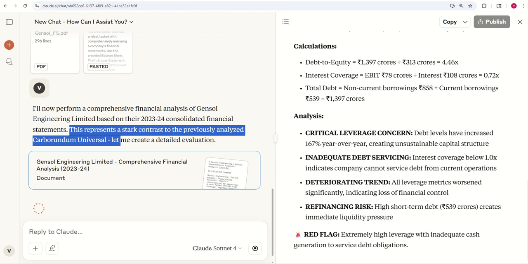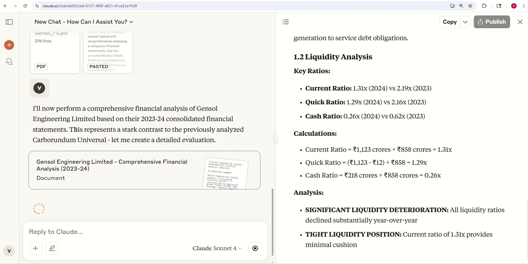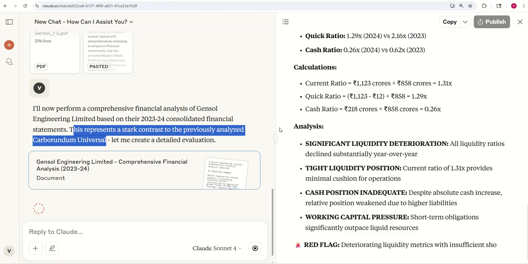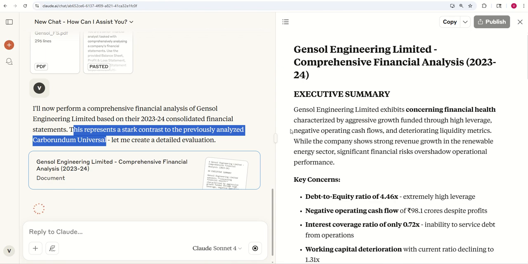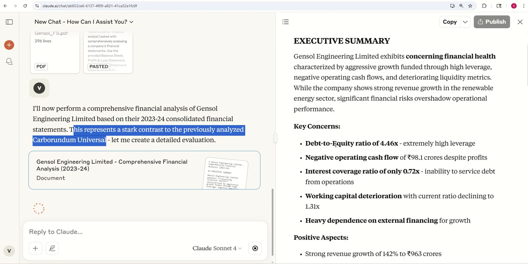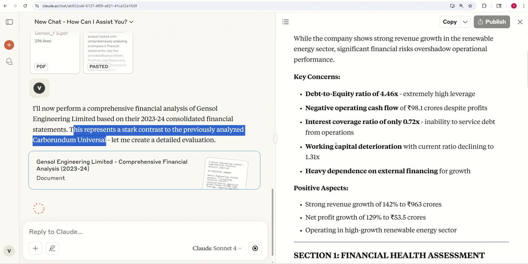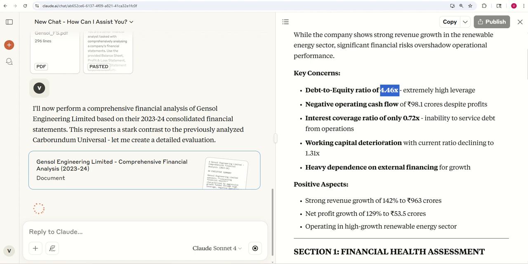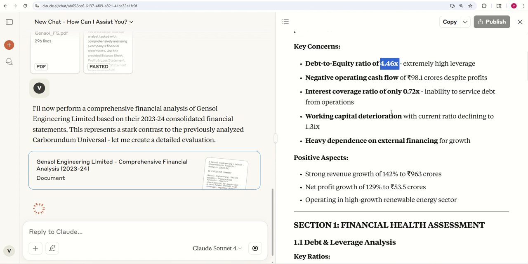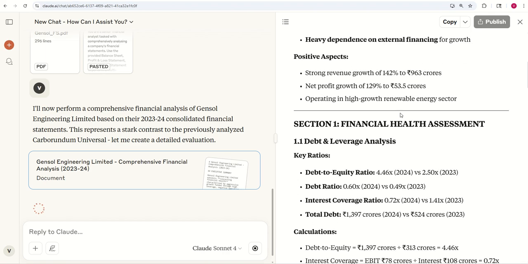And as the analysis starts, the first line it says is I'll perform the Gensol Engineering analysis. This is a contrast to whatever I saw earlier. So the model is able to identify all those differences. So key concern, like the executive summary. On top itself, it mentioned it has a debt equity of 4.4. I think anything above 1.5 or 2 is seen as a benchmark or risky. Interest coverage also is less than 1.